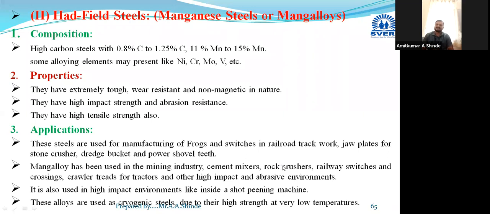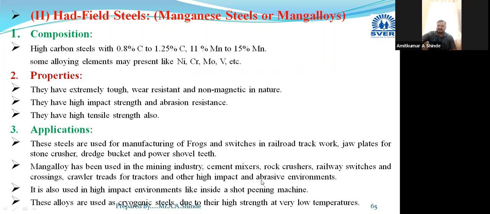These are manufactured with the help of Hadfield steel or manganese steel, also known as mangalloy. This mangalloy is used in the mining industries, in cement mixers, rock crushers, railway switches and crossings, and crawler treads for tractors.